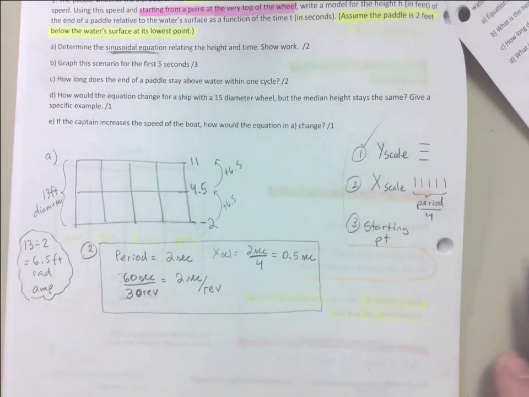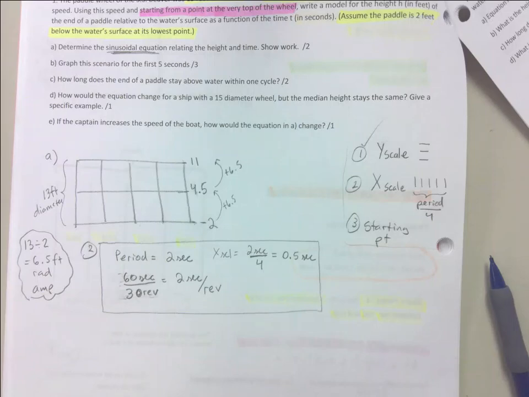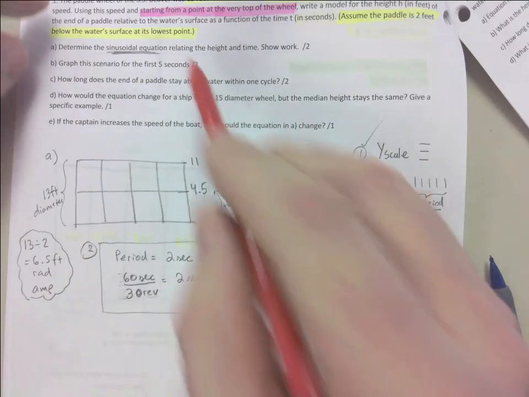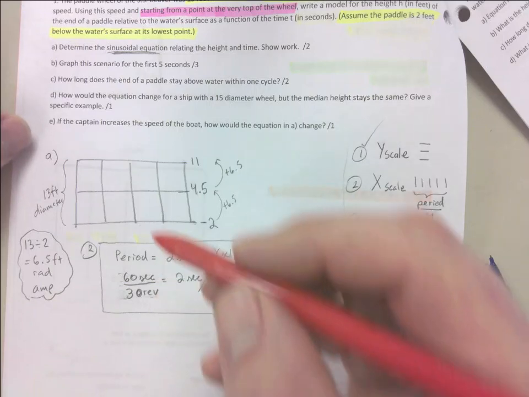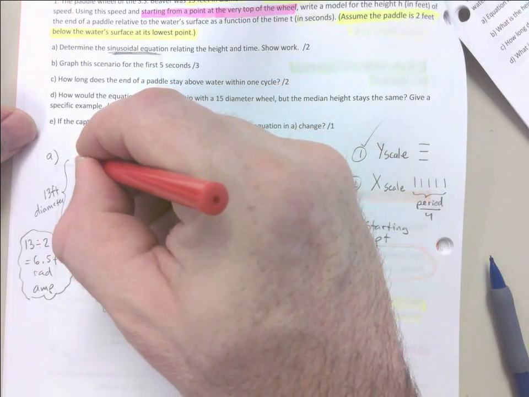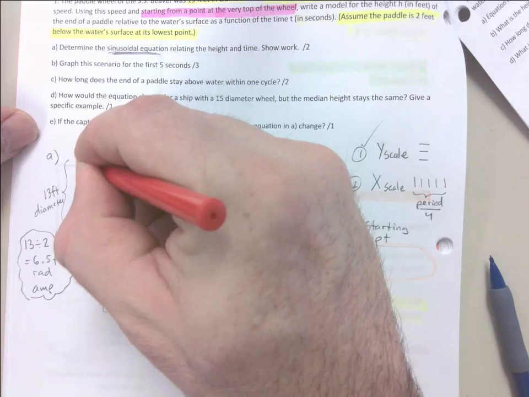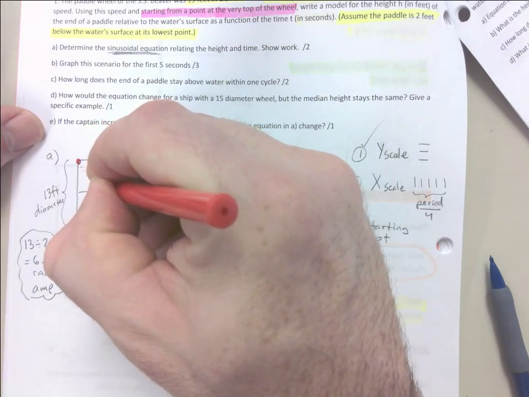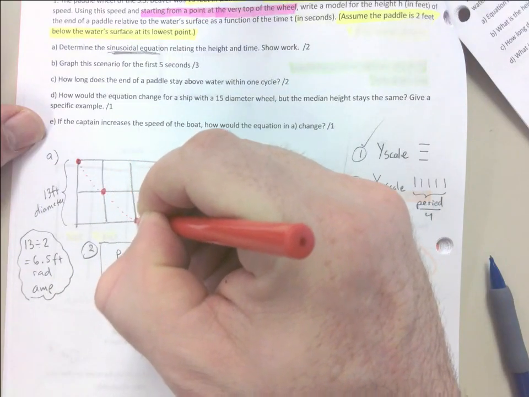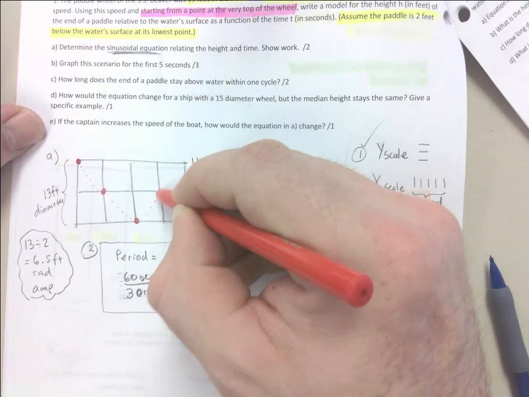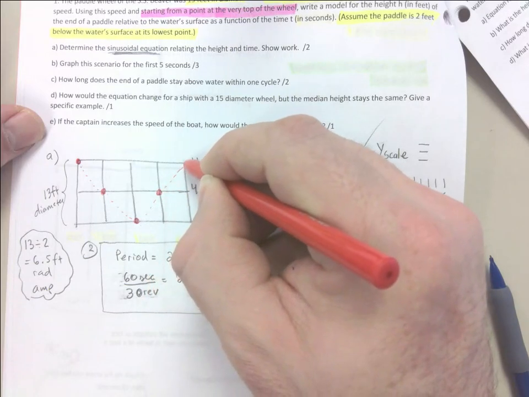And now the last one, where do I start this action? Where does the action start? Top, right? It says starting from the very top of the wheel, write an equation that models this. So our action starts here. And then from there, it's going to go to the middle. From there, as it turns, it's going to go to the lowest point. Keeps turning, goes there. Keeps turning, goes there.